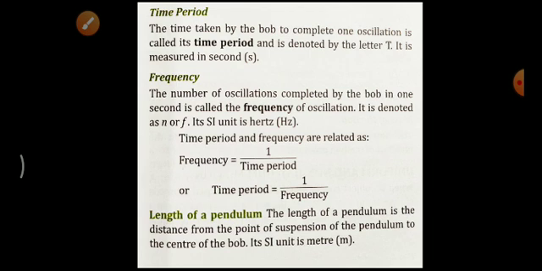Then length of the pendulum. The length of a pendulum is the distance from the point of suspension of the pendulum to the center of the bob. Its SI unit is meter, because length is measured in meter. So the length of the pendulum means from where it is suspended, that is from the rigid support, to the center of the bob. We have taken a solid sphere, which is called the bob, and a sphere also has a center. That is called the length of a pendulum, and its SI unit is meter.